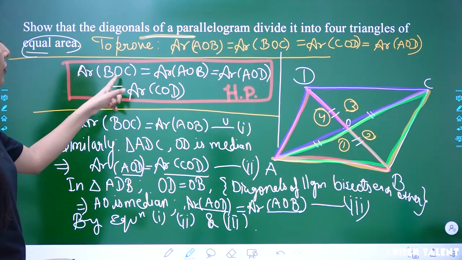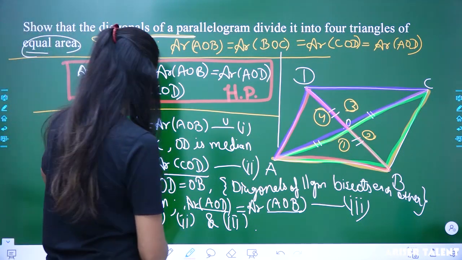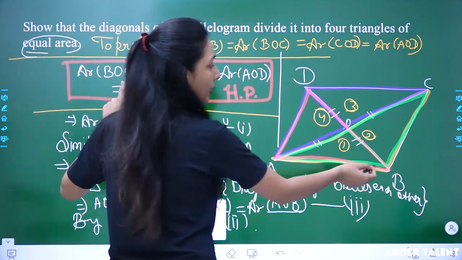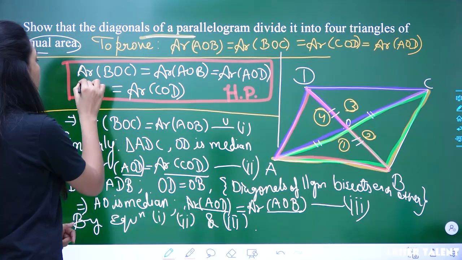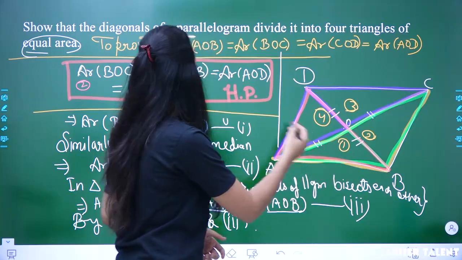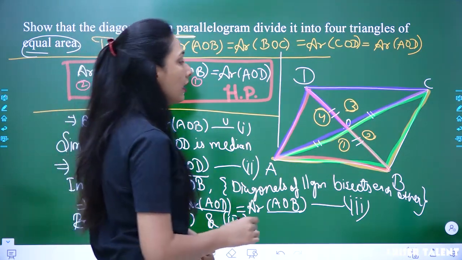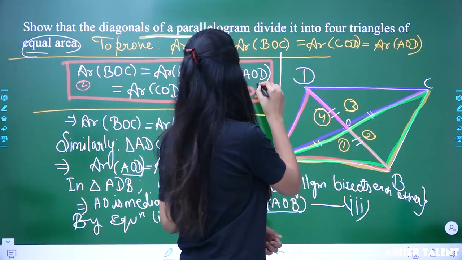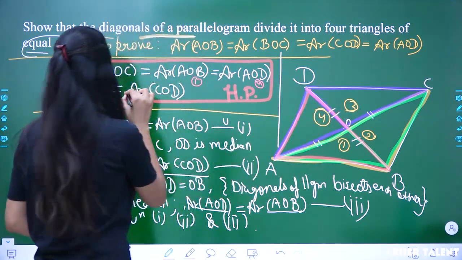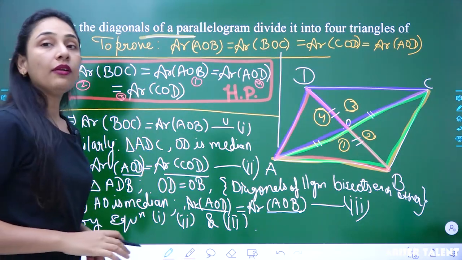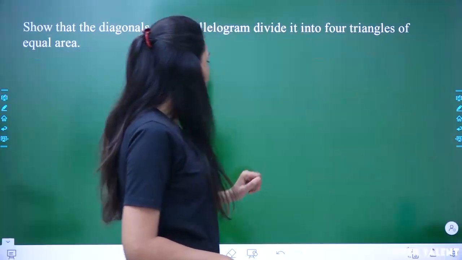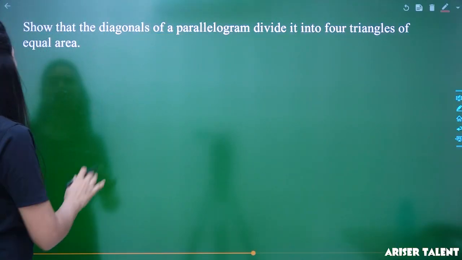Okay, these 4 triangles. See here, BOC, this is the second one. Then area AOB, this is the first one. Then area AOD, this is the fourth one, and area COD is the third one. First, second, third, and fourth. The 4 areas are equal to each other now. So here our question has been solved, right?